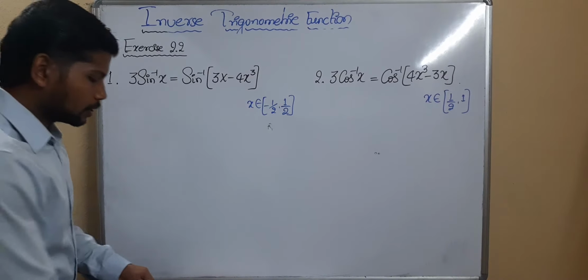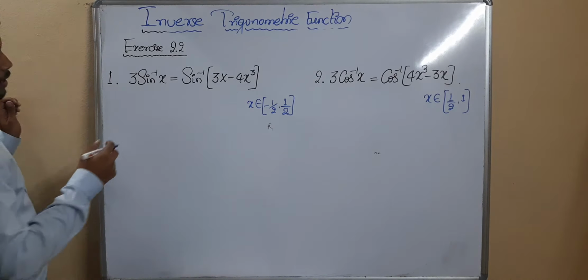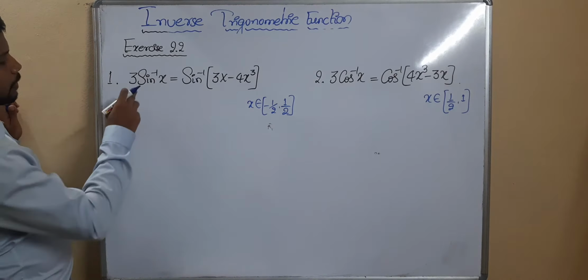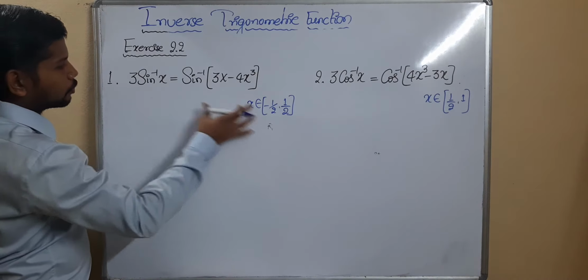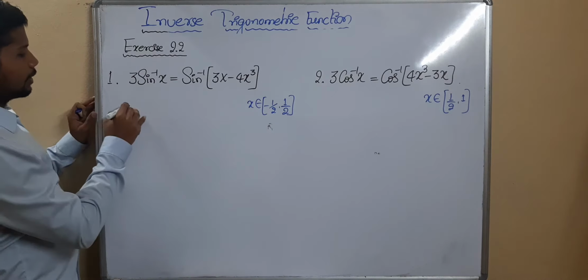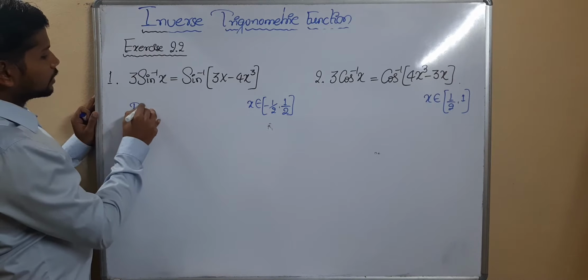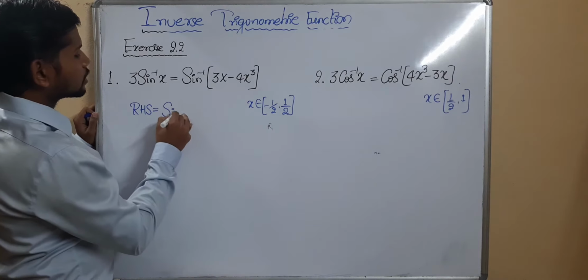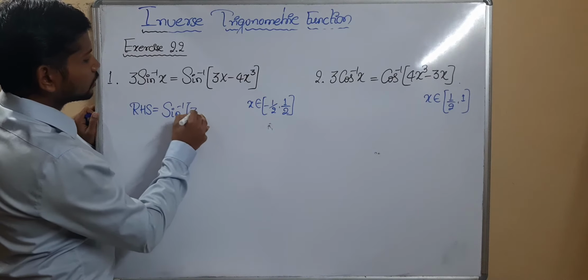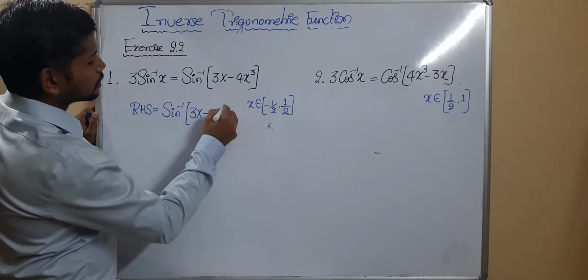I wrote two problems here. I'll explain here. It is prove the following: 3 sin inverse of x equals sin inverse of 3x minus 4x cube. Means in this particular domain, these two values will be equal. Okay, I'd like to take the RHS part. What is the RHS part? It is sin inverse of 3x minus 4x cube.